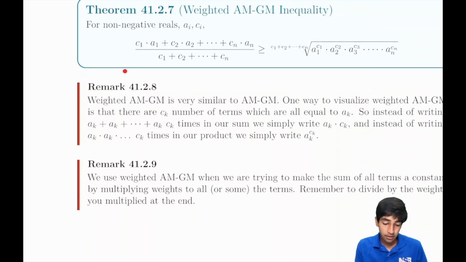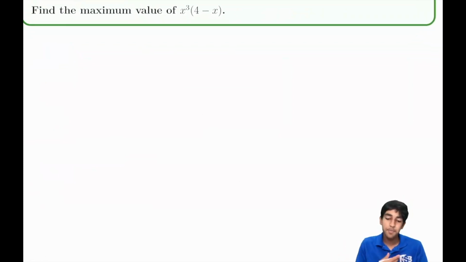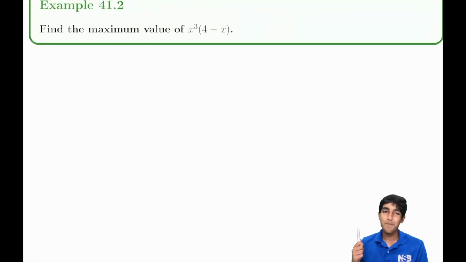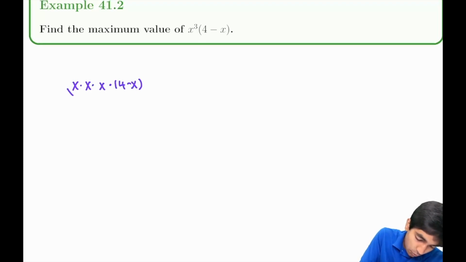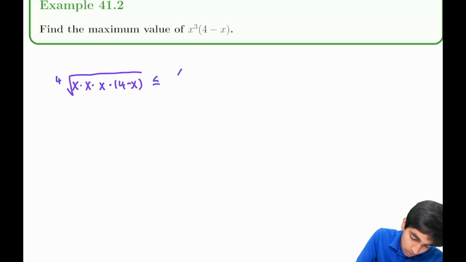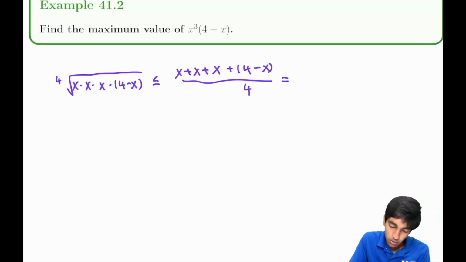And rather than presenting this to you with a scary formula, which you will probably be scared of, or maybe not, let's just take a look at an example, because really it's intuitive if you think about it. Okay, find the maximum value of this. You might be like, maximizing products, AM-GM, for sure. So then you try AM-GM. You're like x times x times x times 4 minus x. The fourth root of all of this is less than or equal to x plus x plus x plus 4 minus x all over 4. And this is equal to 4 plus 2x over 4.